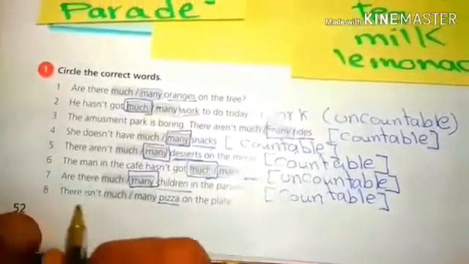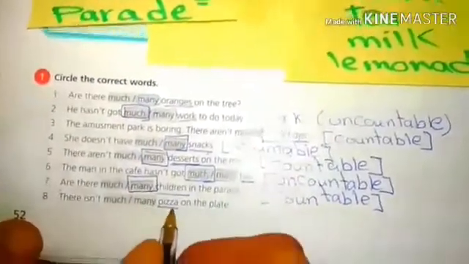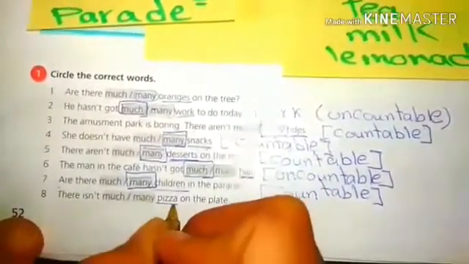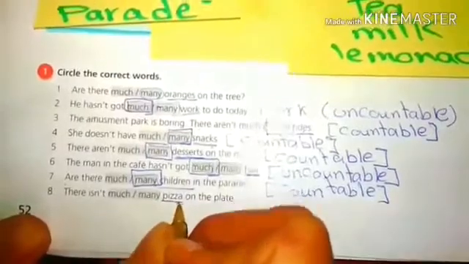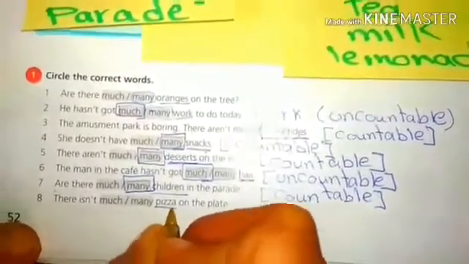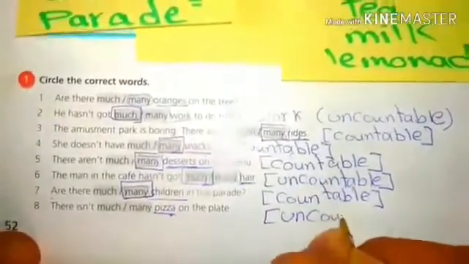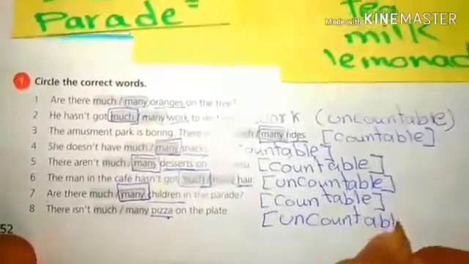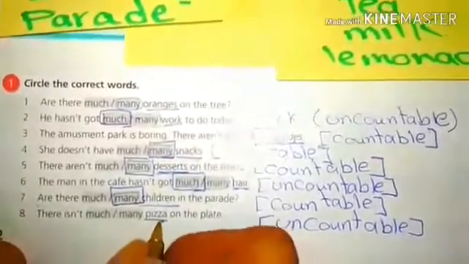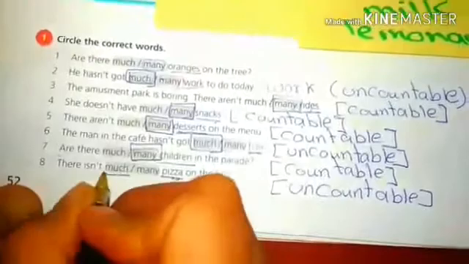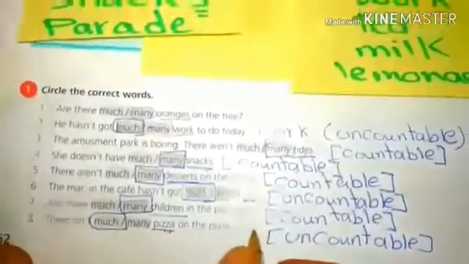Number 8, there isn't much or many pizza on the plate. The noun here is pizza, and pizza is uncountable. As we said before, the uncountable noun loves much. So, there isn't much pizza on the plate.